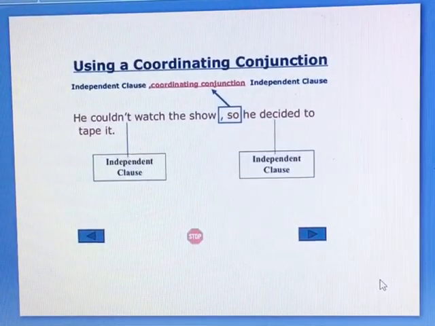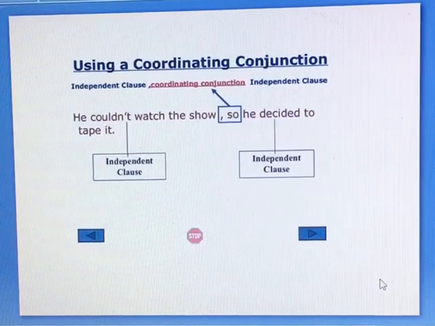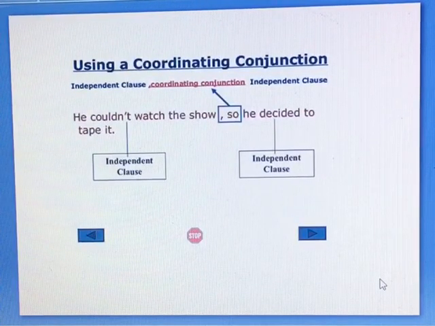Using a coordinating conjunction. So when we want to use a coordinating conjunction, we have the independent clause, then the coordinating conjunction, then the independent clause. He couldn't watch the show, comma, so he decided to tape it. He couldn't watch the show is an independent clause. He decided to tape it is another independent clause, and they are joined together by so.